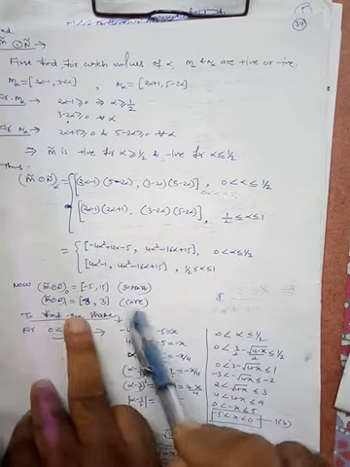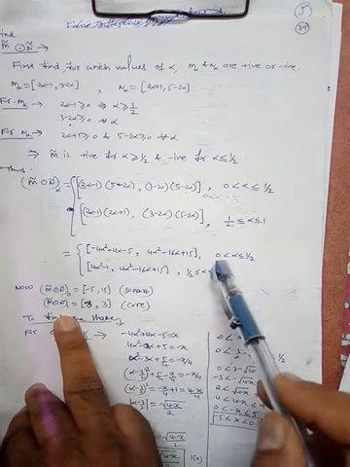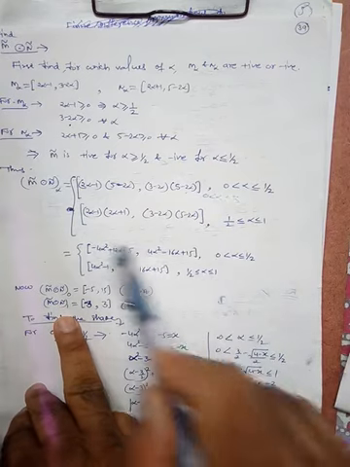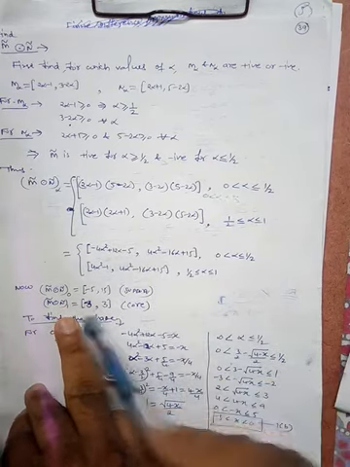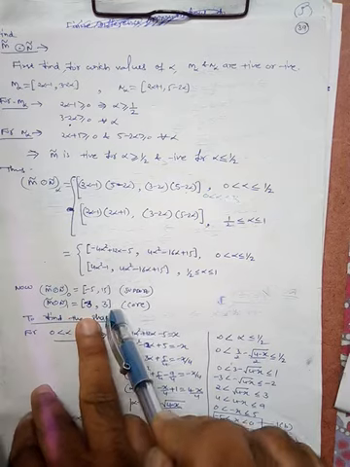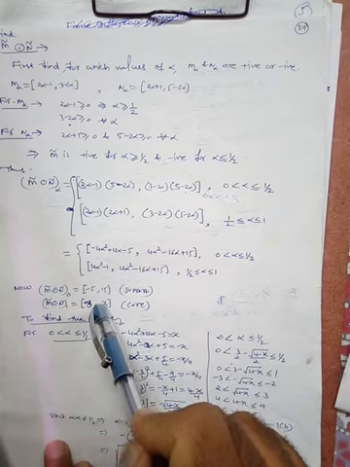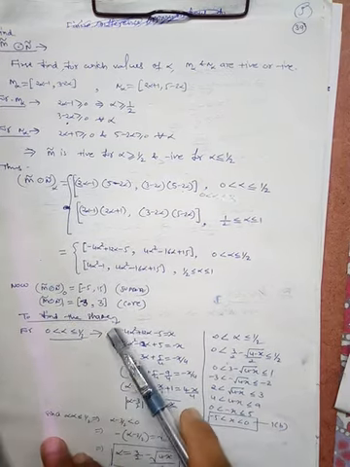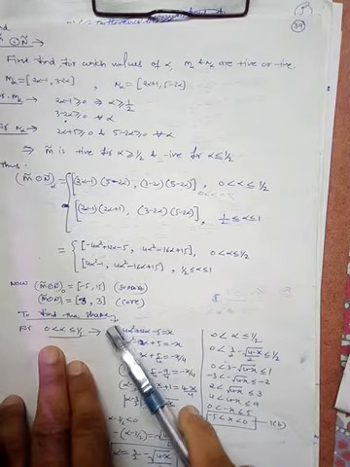Now for the core, put alpha equal to 1. Alpha equal to 1 means this part. So put alpha equal to 1 here. So this will give you 3 and 3. So the core value is 3. Okay. Now to find the shape. Now to find out the shape, what will we do?